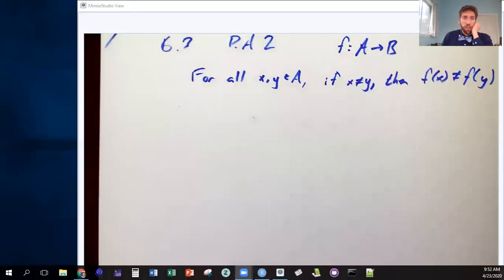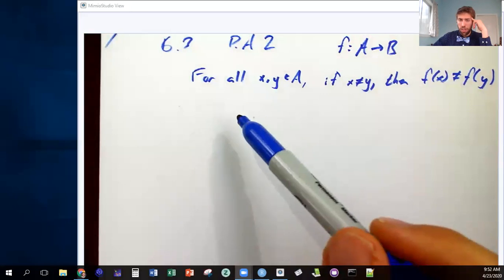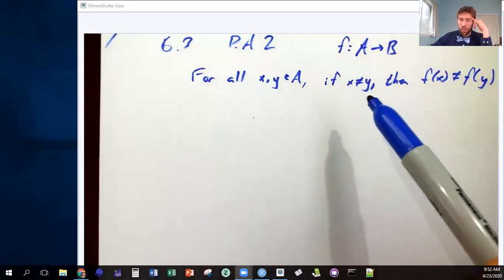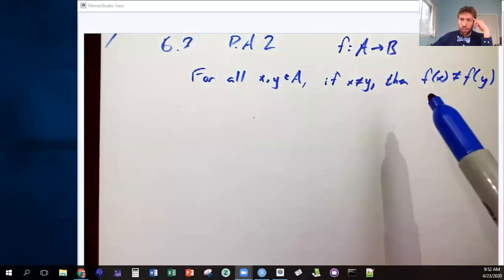This is section 6.3, preview activity 2. So in this preview activity, we start off with a function, f from A to B. We have a statement: for all x and y in A, if x is not equal to y, then f of x is not equal to f of y.